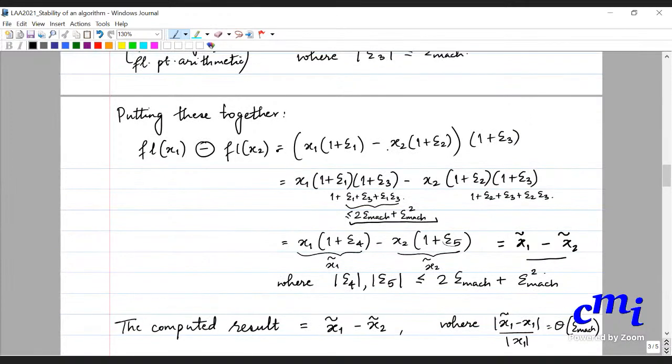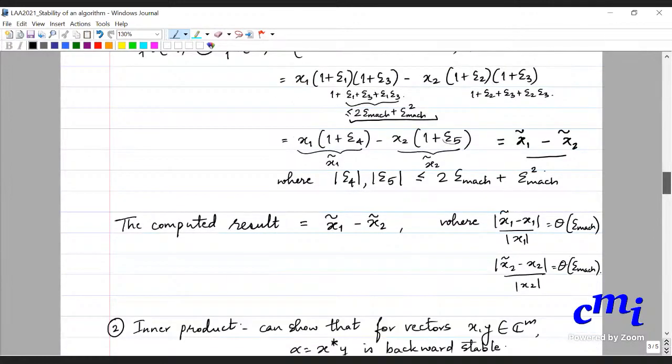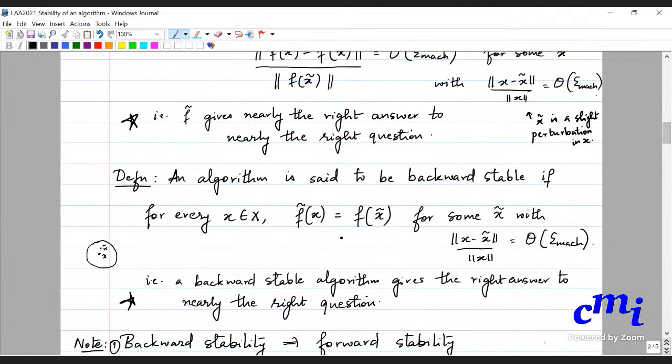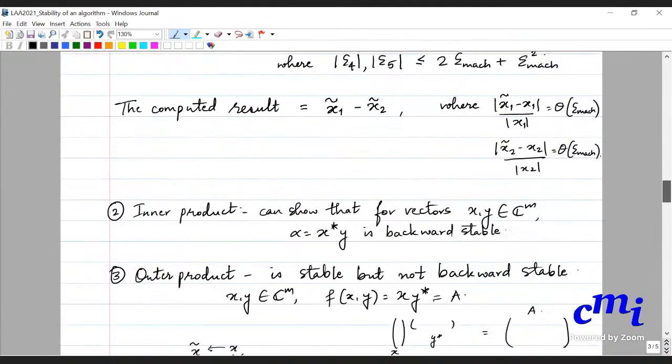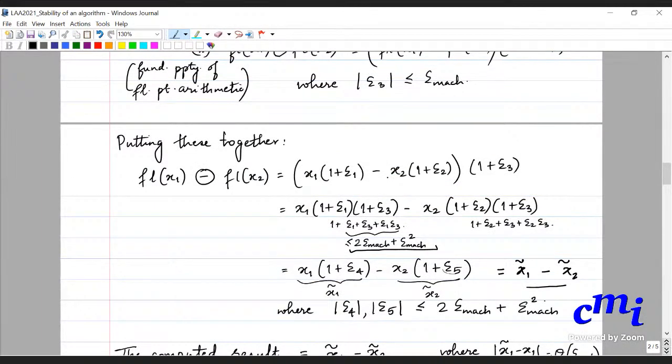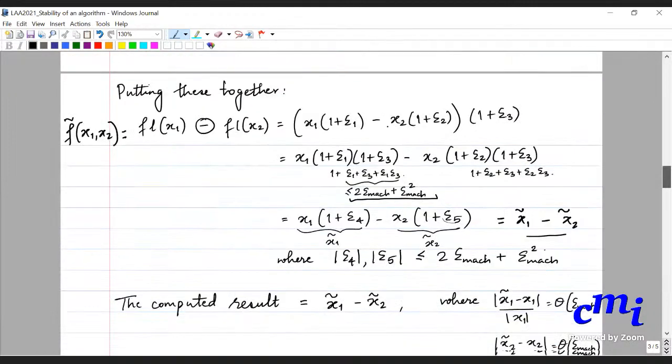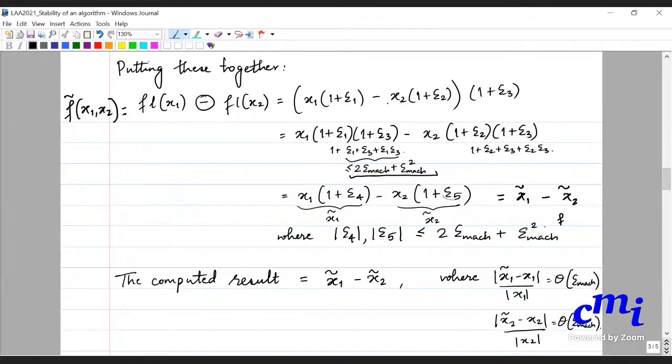Because of this equality everywhere, there is no less-than-or-equal here, what this tells us is that subtraction is backward stable. If you remember from the definition of backward stability, we wanted that f tilde of x should be equal to f of x tilde, for some x tilde that satisfies this, and that is exactly what we have got here. This is f tilde of x1, x2, and on this side we have f. So this thing is f of x1 tilde, x2 tilde. So f tilde of x1, x2 is equal to f of x1 tilde, x2 tilde, where these two quantities satisfy this property. So subtraction is backward stable.